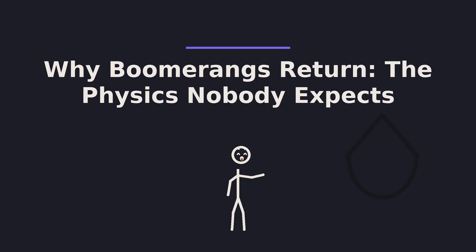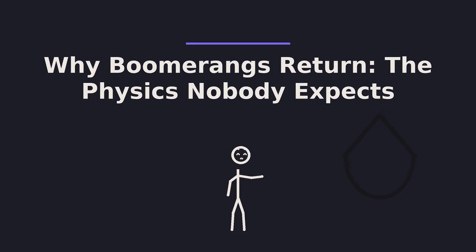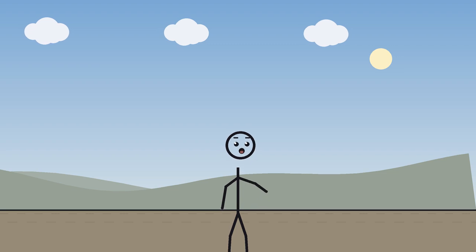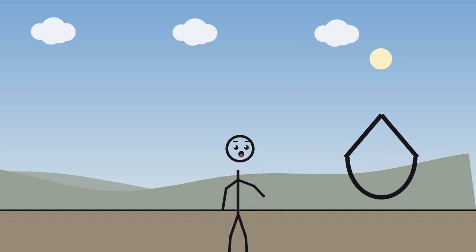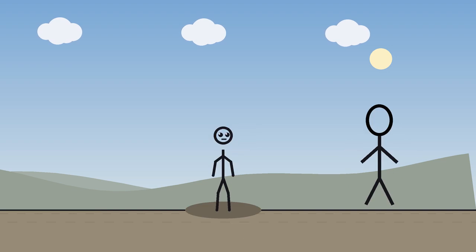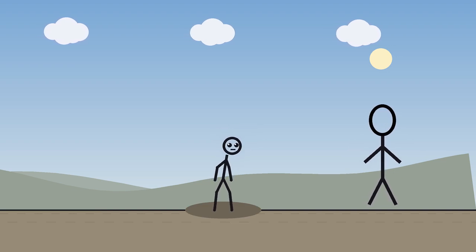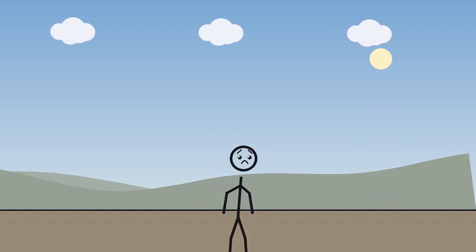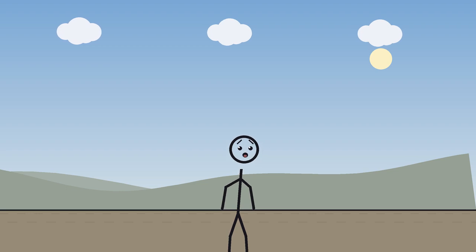Most people think a boomerang comes back because of its curved shape. They're missing the real reason entirely. The curved shape is actually a red herring. A curved stick thrown into the air will just fall down, curved or not. So if the shape isn't the answer, what is?